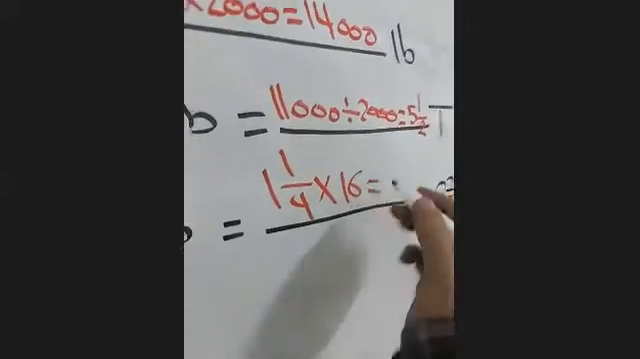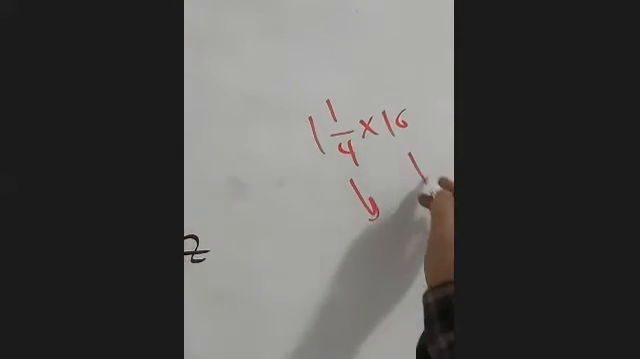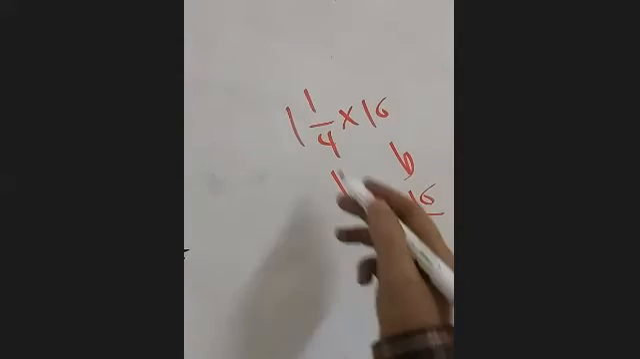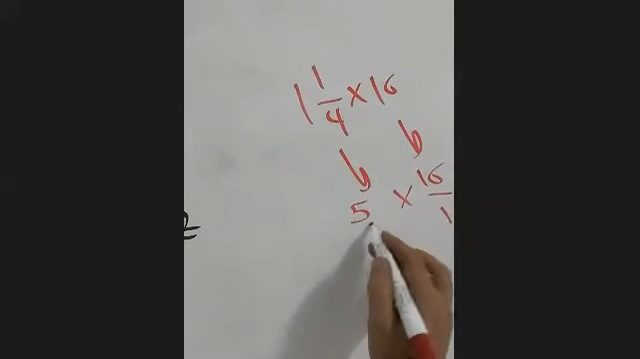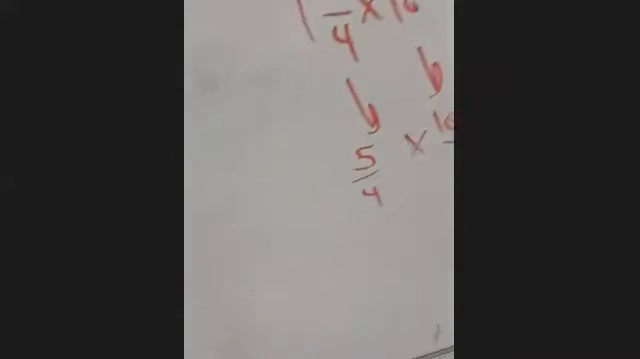Now tell me that you forgot this too. No, I don't forget. 1 and 1 over 4 multiply 16. This is over 1. Turn it to a fraction, 5 over 4. Then multiply. It will be 20.